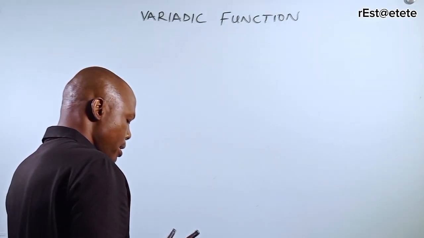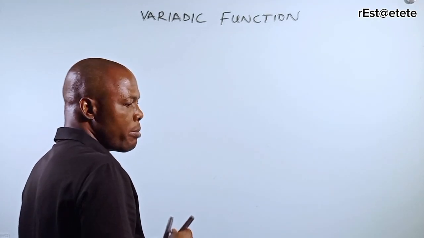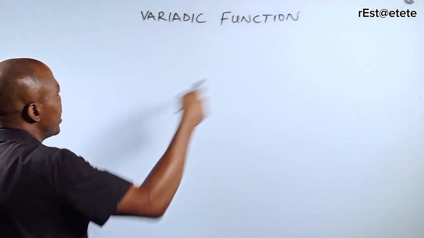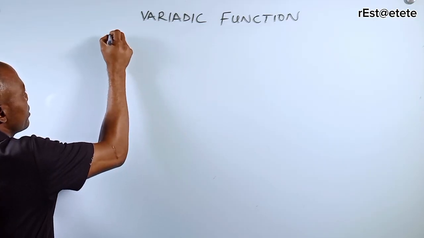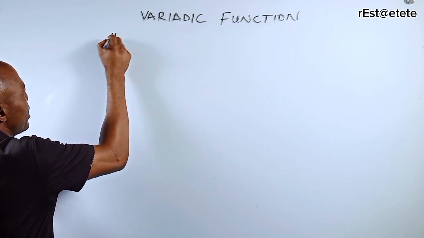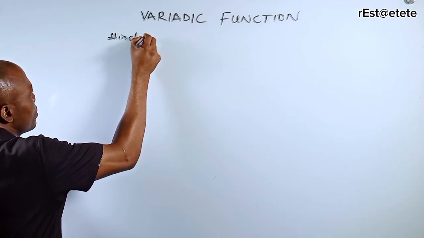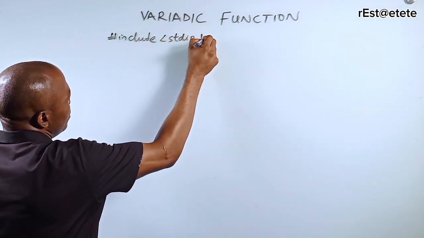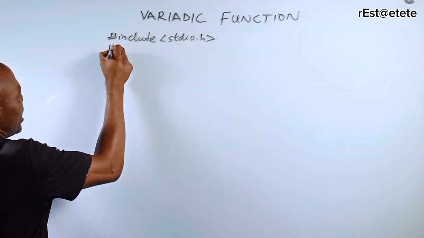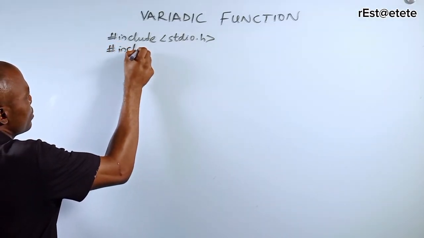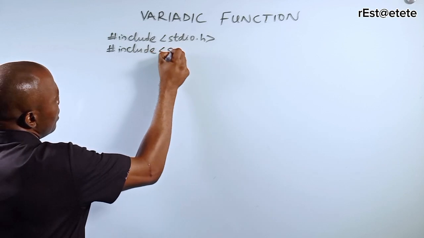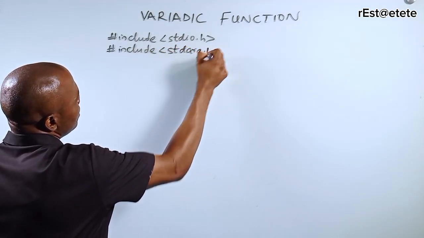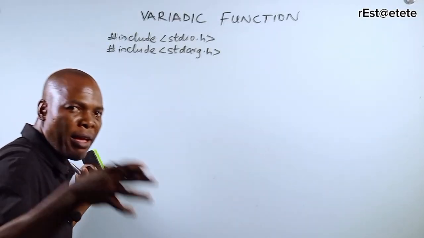So I'm going to write a function to add any number of arguments that I supply. So let's start from here so that I can also write my main. So first I will say #include stdio.h for our print function. Then I will also say include stdarg.h.